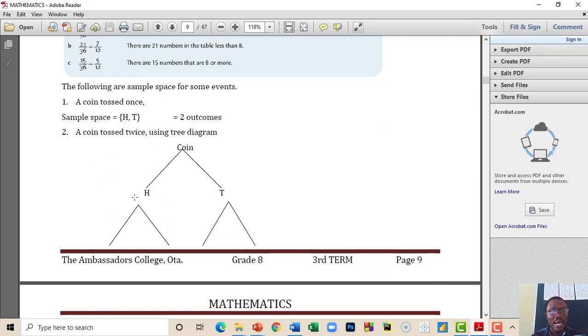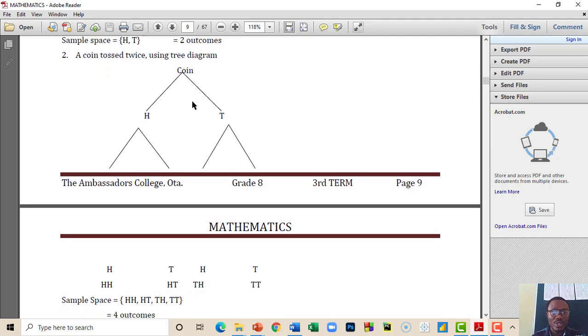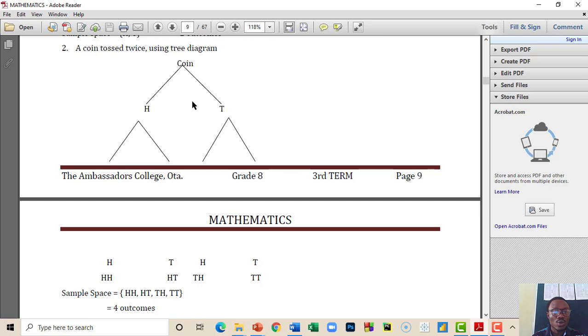Now, when it comes to a coin, the sample space for a single coin is just 2. That is, it's either head or tail. So we have 2 outcomes. But when we have two coins tossed, to get the sample space, we're going to use a tree diagram. For two coins tossed, we use a tree diagram, and this is a tree diagram.